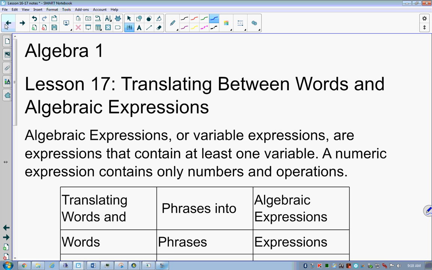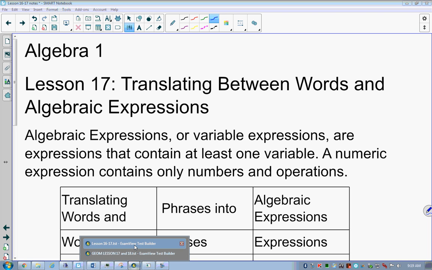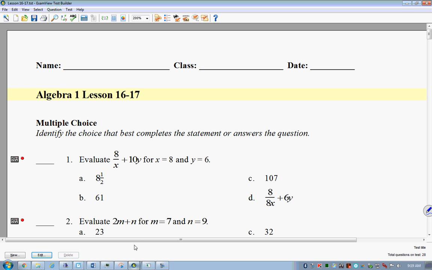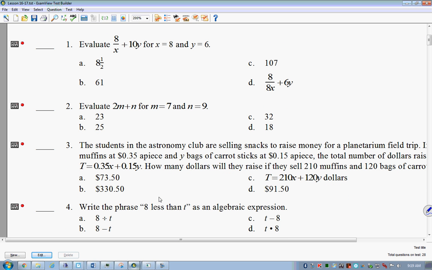So from here on, we're going to work out some problems. All right. So evaluate 8 over x plus 10y for x equals 8 and y equals 6. What do I do? Caden. Okay, so I got 8 over 8 plus 10 times 6. Is that correct?